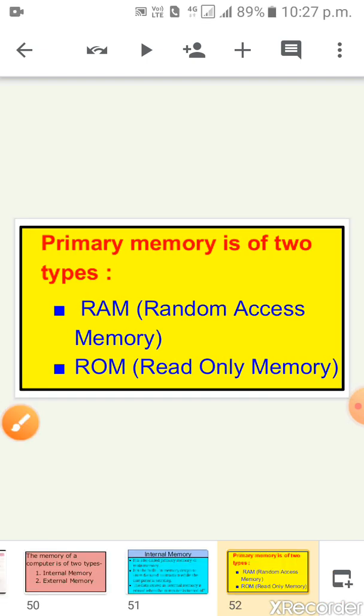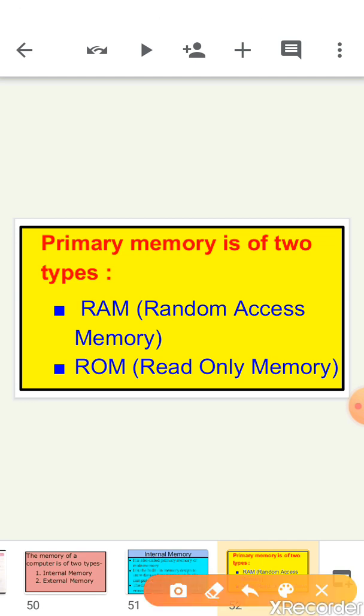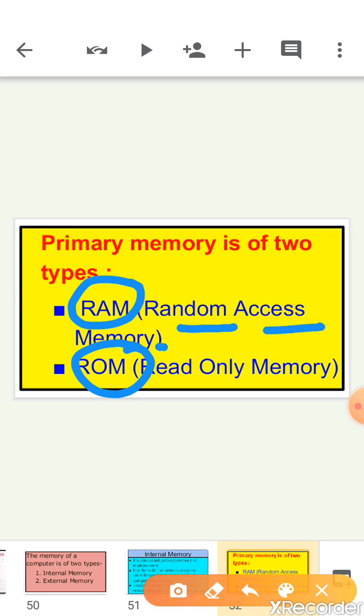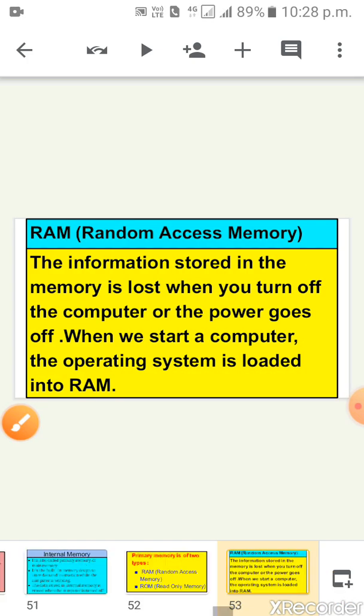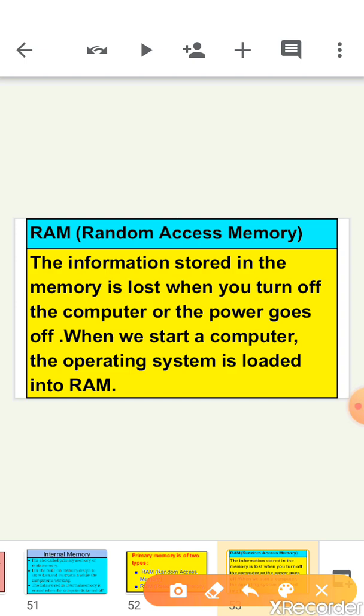Children, primary memory is of two types, RAM and ROM. The full form of RAM is random access memory. ROM means read only memory. First of all, we will study about the RAM. Children, RAM means random access memory.